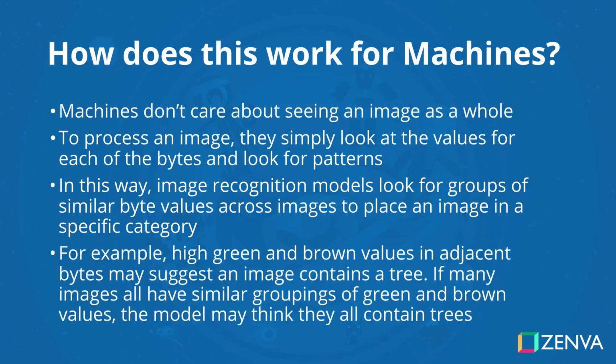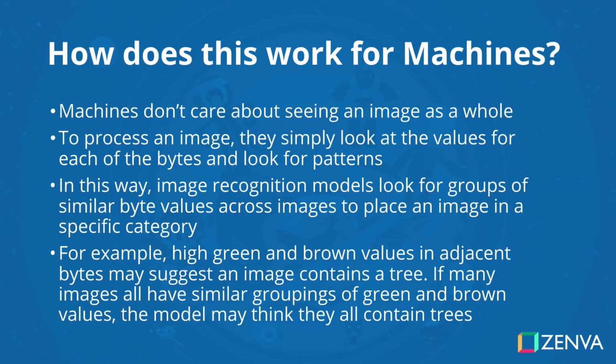Now, an example of a color image would be, let's say, high green and high brown values in adjacent bytes may suggest an image contains a tree, okay? Now, if many images all have similar groupings of green and brown values, the model may think they all contain trees. So it will learn to associate a bunch of green and a bunch of brown together with a tree. Okay, so this is maybe an image recognition model that recognizes trees or some kind of just everyday objects.